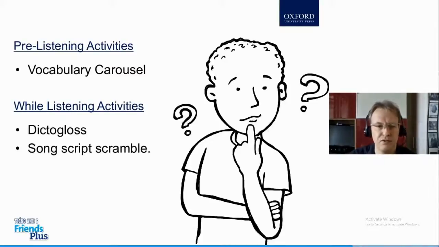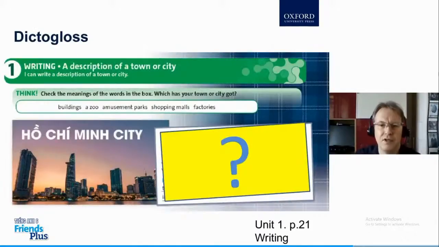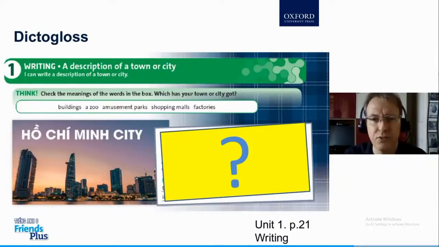So we're going to do something called a Dictogloss. Now, a Dictogloss, I don't know if you're familiar with a Dictogloss, but it's a very powerful activity. And some people have called it the king of activities. How does this work? So here you can see on the screen, I've got the writing activity. This is from the writing unit. And there's the writing passage there.